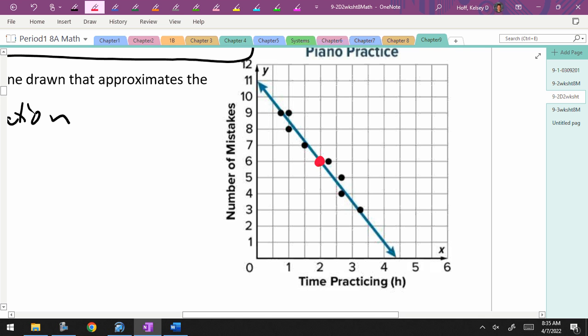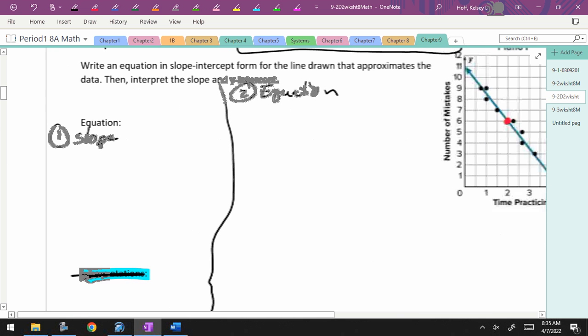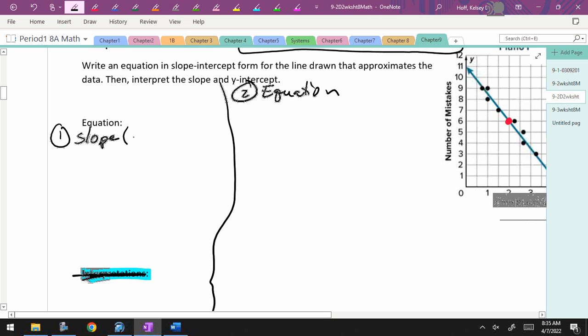2 and 6. Ooh, I like that one, Tone. Somebody else. I'm not going to let Tone answer this one. He's given me 2 now. Sarah? 4 and 1. Nicely done. Okay, 4 and 1. So those are the 2 points we're going to use. Tone said 2, 6. Sarah said 4, 1.